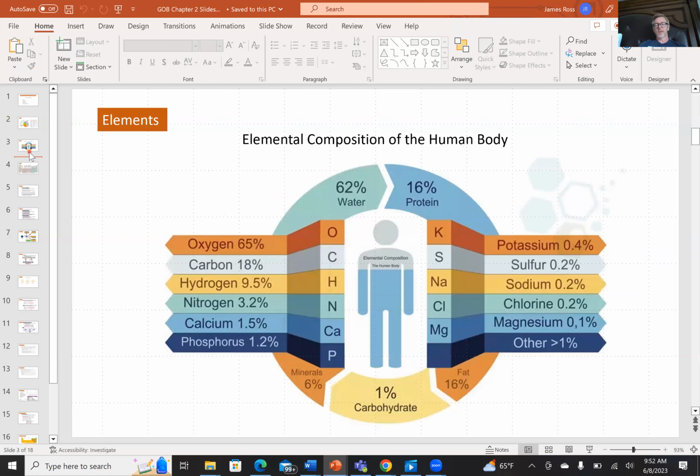Anyway, you can look at this over and over. The essence is not to memorize it, but just to engage the topic of elements.